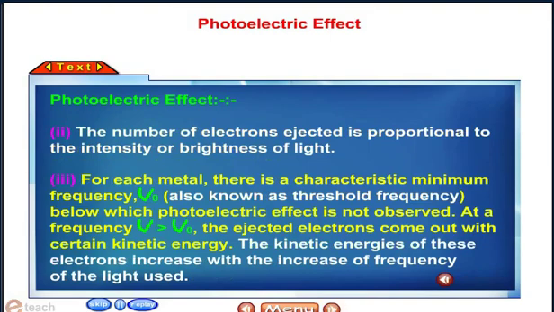Number 2. The number of electrons ejected is proportional to the intensity or brightness of light. Number 3. For each metal, there is a characteristic minimum frequency nu naught, also known as the threshold frequency, below which photoelectric effect is not observed. At a frequency nu greater than nu naught, the ejected electrons come out with certain kinetic energy. The kinetic energies of these electrons increase with increase of frequency of the light used.